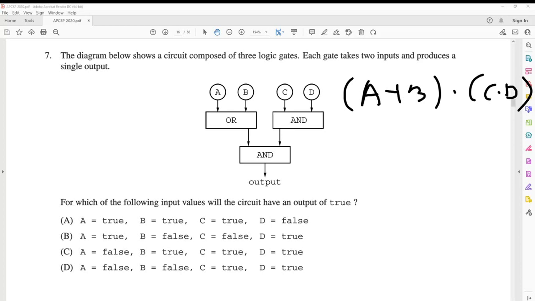So basically, let's see. Will it be C? Yeah, C is correct, yes. So basically from here, C and D must both be true. You only have these two left, and A or B also needs to be true. So only C is true on this one.